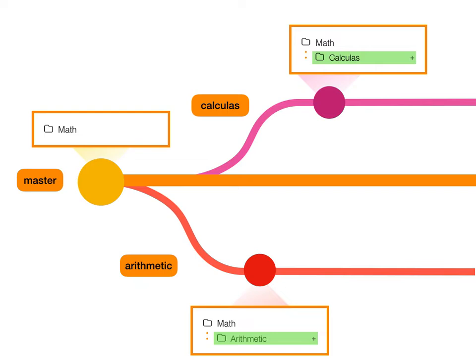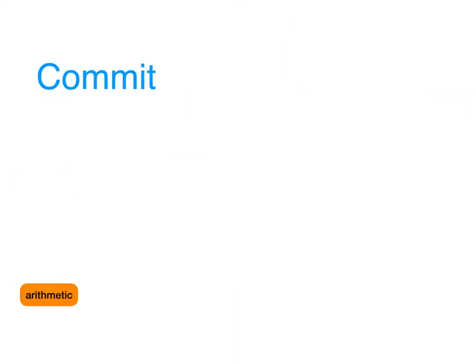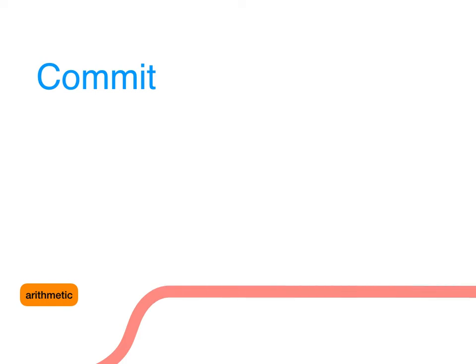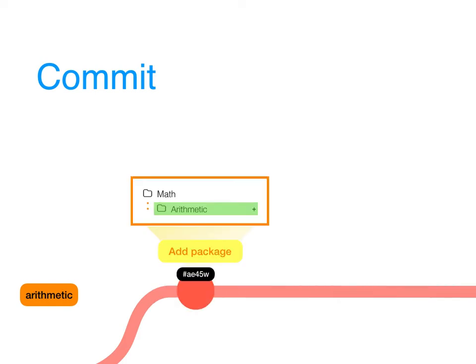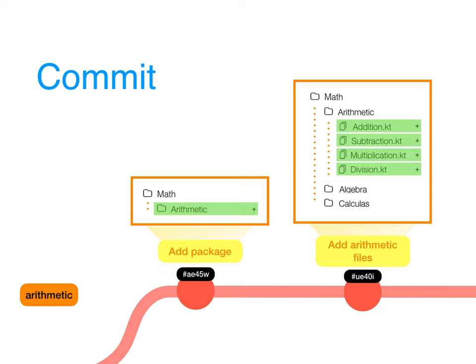Alright, so let's make some commits. In these diagrams, the circle denotes commits you make on your files. In our branch Arithmetic, I'm going to make my first commit and add the package Arithmetic. It's just a folder for now. On the next commit, I'm going to make 4 different files, and I'm going to put the 4 different arithmetic operations we can perform as functions to keep it simple.